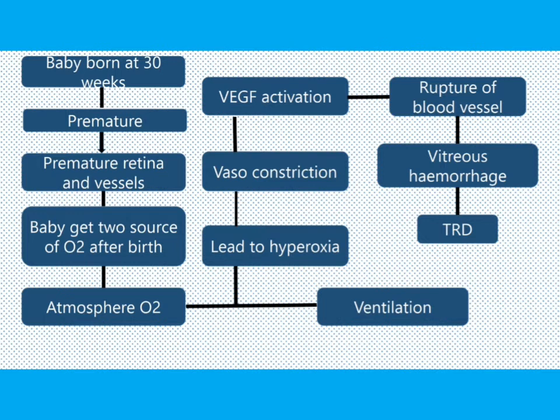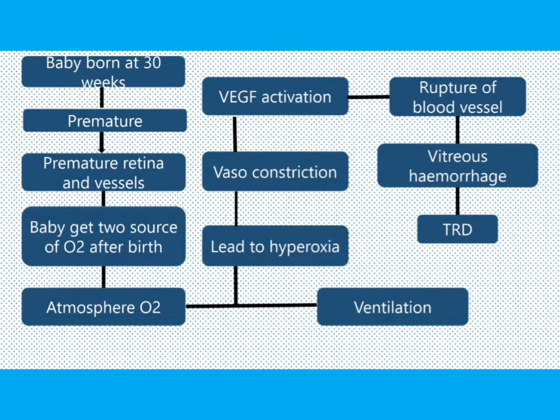When the baby comes out of the mother's womb, he gets two sources of oxygen. One is from the atmosphere, another is the oxygen provided by ventilation. In some cases, not all babies develop retinopathy of prematurity. Only some selected premature babies develop ROP. For them, due to that excessive oxygen, VEGF becomes active.